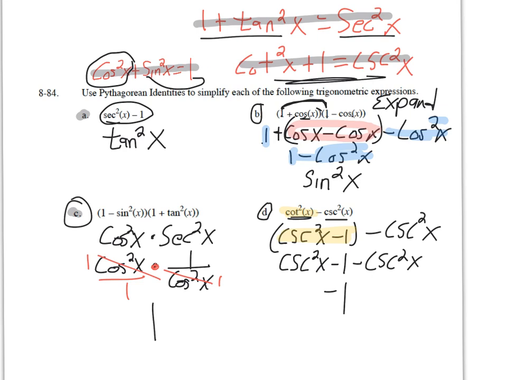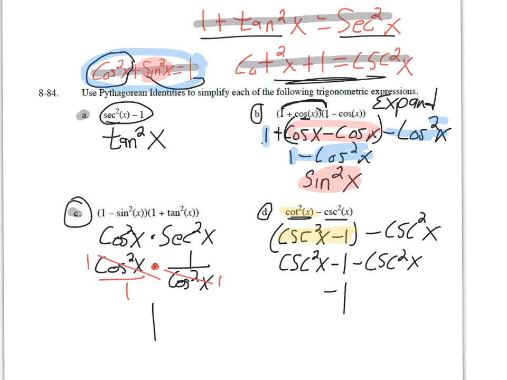And if I look at my expression up here, if I was to subtract that cosine squared from both sides, 1 minus cosine squared is the same as sine squared x.